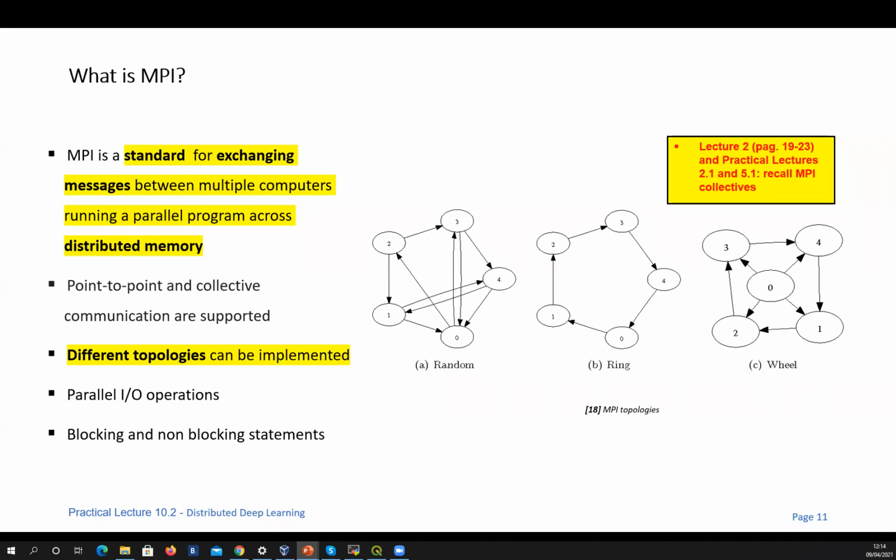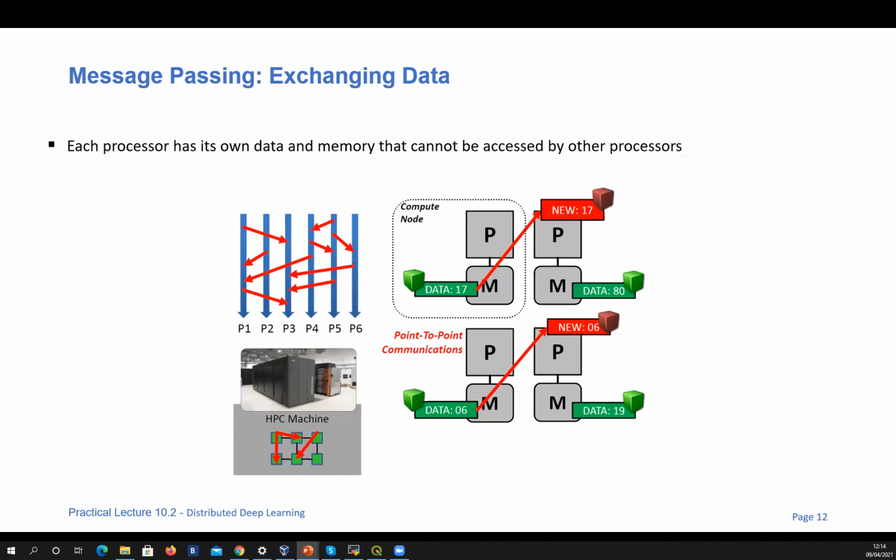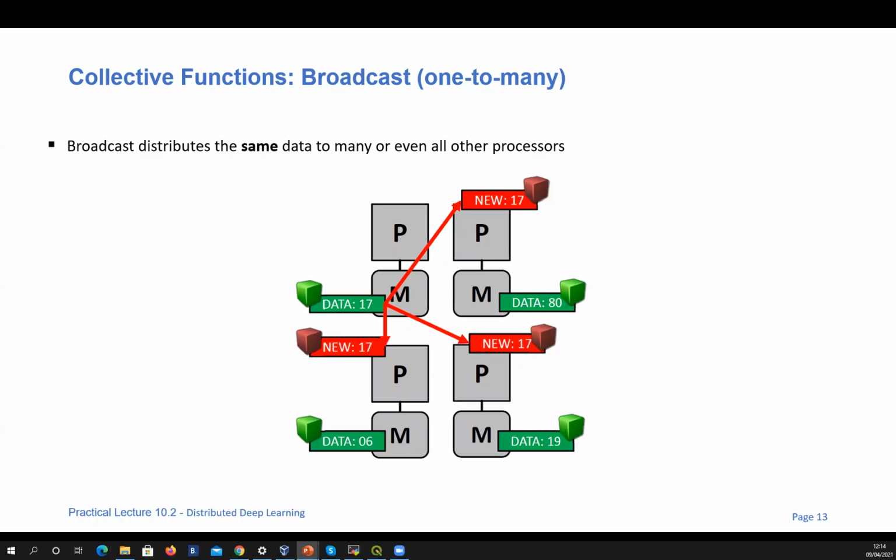And that's important because Horovod, which is one of the frameworks I use most, is built upon the ring all-reduce algorithm, which is nothing else than a topology that is easily implementable with MPI. These slides will be very fast because, as I said, they are from lecture 2 of Professor Riedel. So, exchanging data between processes.